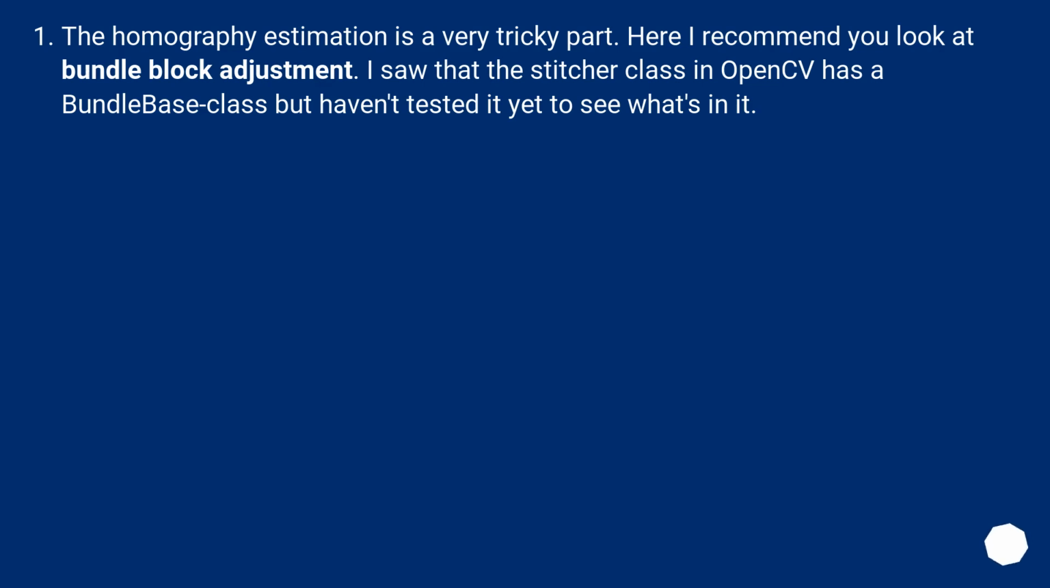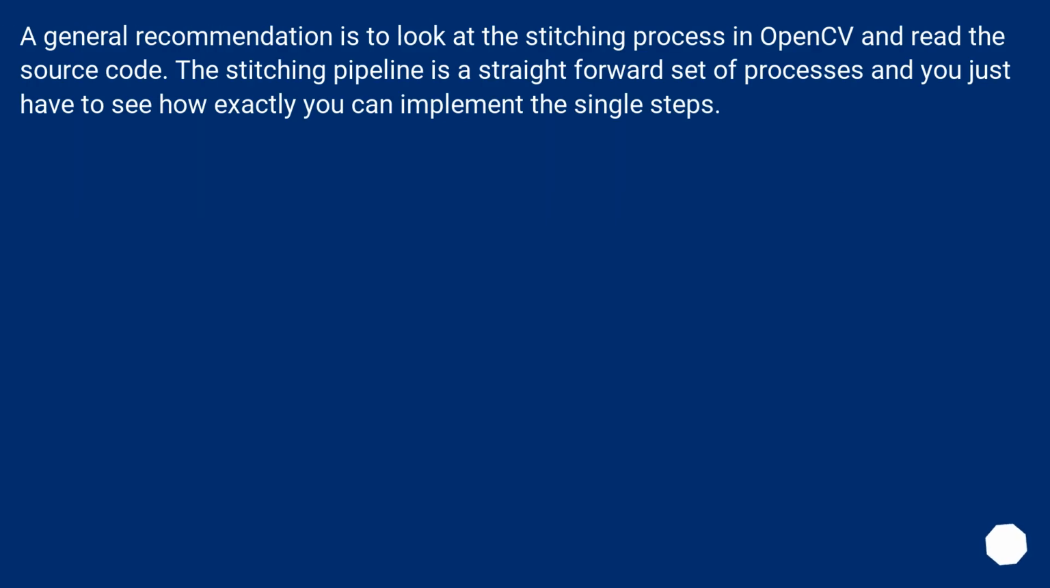The homography estimation is a very tricky part. Here I recommend you look at bundle block adjustment. I saw that the Stitcher class in OpenCV has a bundle-based class, but haven't tested it yet to see what's in it. A general recommendation is to look at the stitching process in OpenCV and read the source code. The stitching pipeline is a straightforward set of processes, and you just have to see how exactly you can implement the single steps.